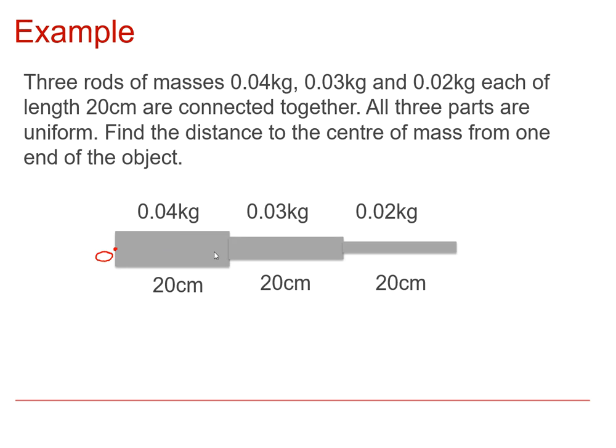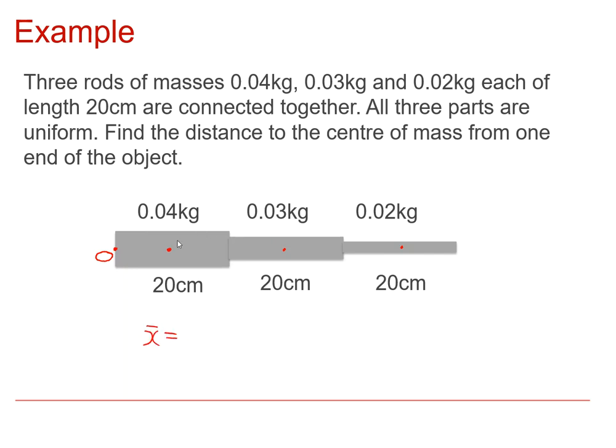Now because these things are uniform, then the centre of mass of these are going to be at their geometric centre. So for this piece here, because it's 20 centimetres long, it will be 10 centimetres from the origin. This piece here will be the whole of this 20 centimetre distance plus another 10, so that will be 30, and this one will be 50 centimetres away from that origin.